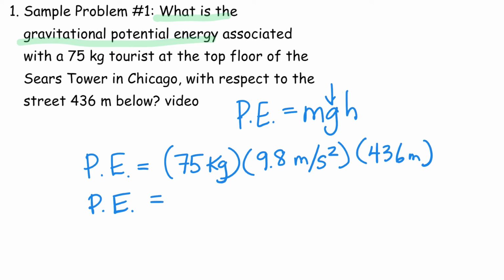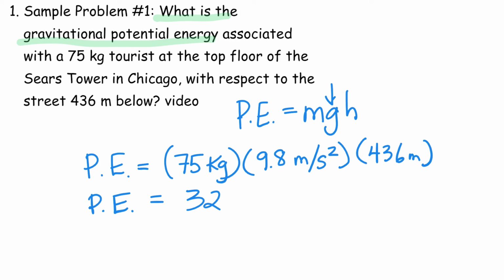All right, so now I'm going to enter this into my calculator. There are no numbers in scientific notation, so there will be no need to use parentheses in this case. 75 times 9.8 times 436 meters equals, and I get 32,000.